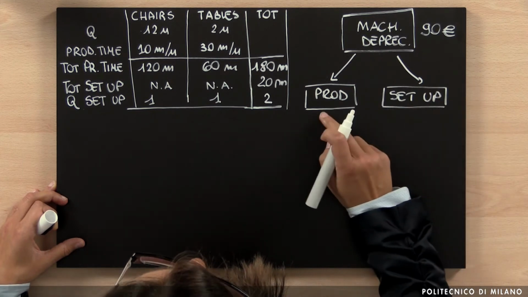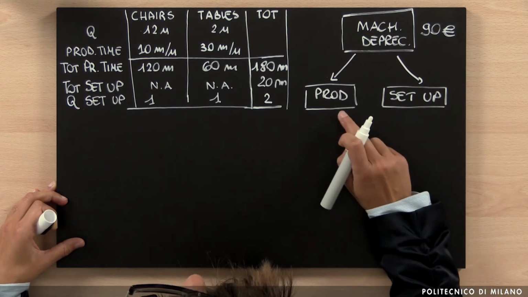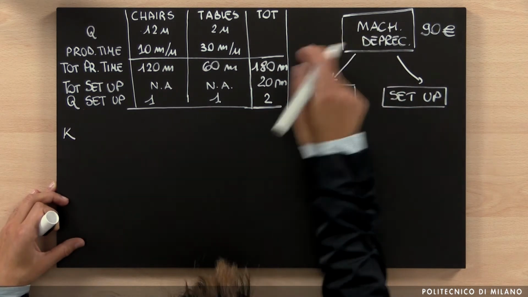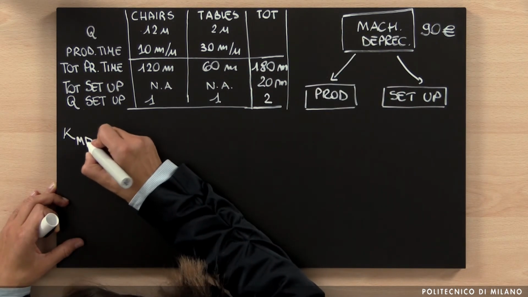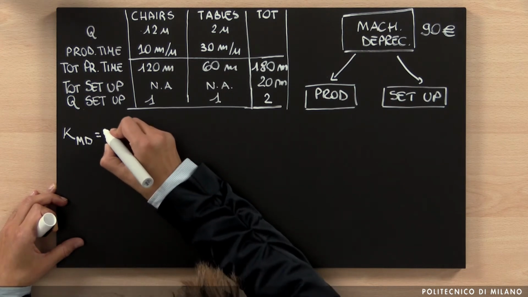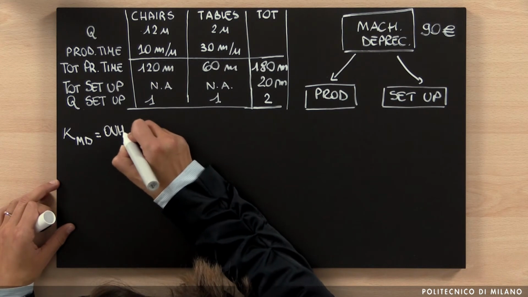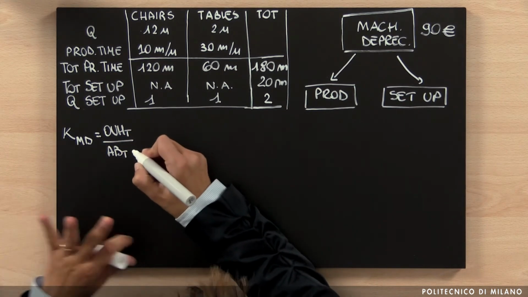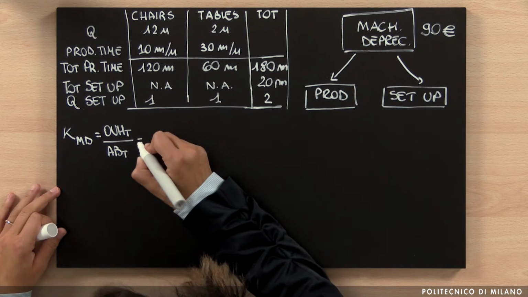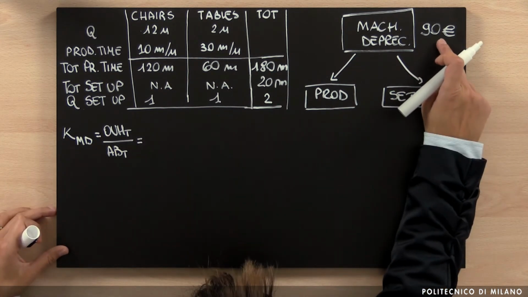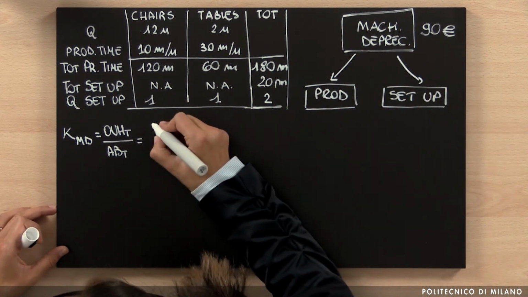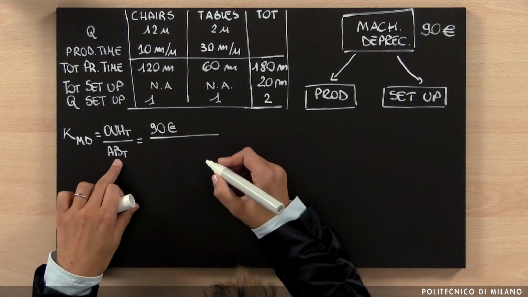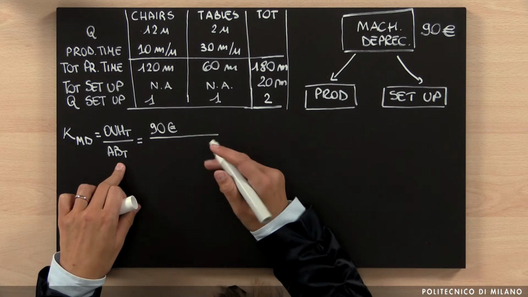How can we define the cost of these two different activities? By calculating our K, that will be the K of our machine depreciation. This K will be equal to the total overhead divided by the total allocation basis, a traditional allocation. What's the total overhead? The total overhead that we want to assign is 90 euros. These 90 euros should be divided by the total allocation basis.